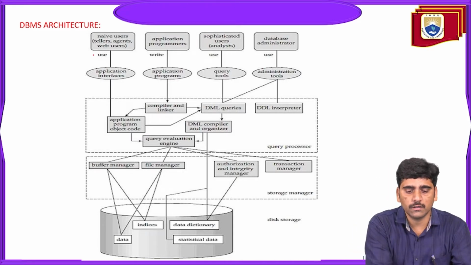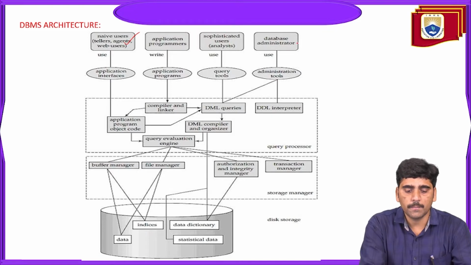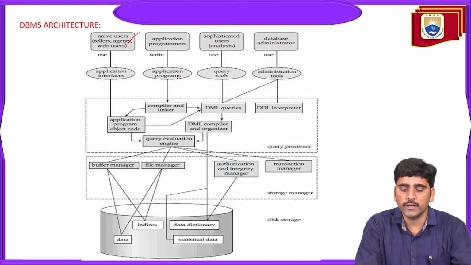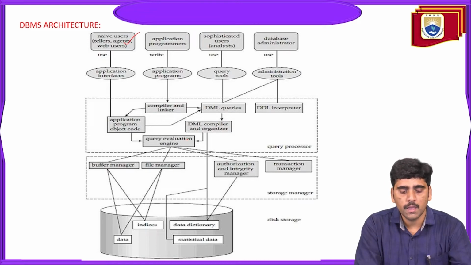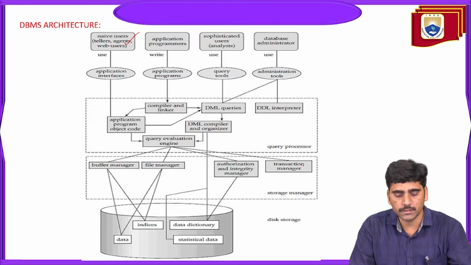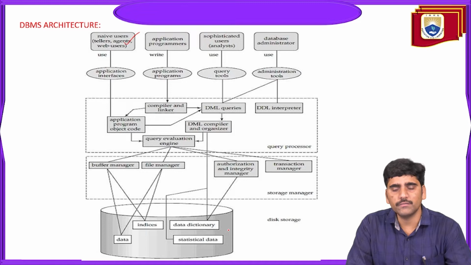From this, we are seeing different types of roles and users: naive users, application programmers, sophisticated users, database administrator, application interfaces, application programs, query tools, administration tools, application program object code, compiler and linker, DML queries, DDL interpreter, DML compiler and organizer, query evaluation engine, buffer manager, file manager, authorization and integrity manager, transaction manager, data, indices, data dictionary, statistical data. These are all the different components present in the DBMS to perform their own roles.